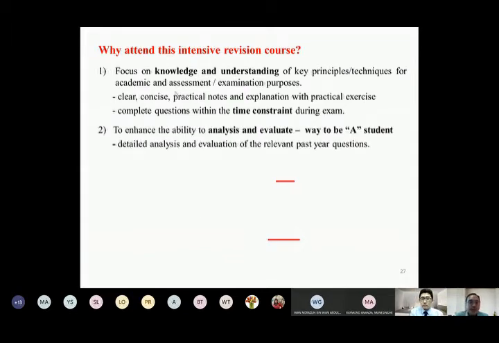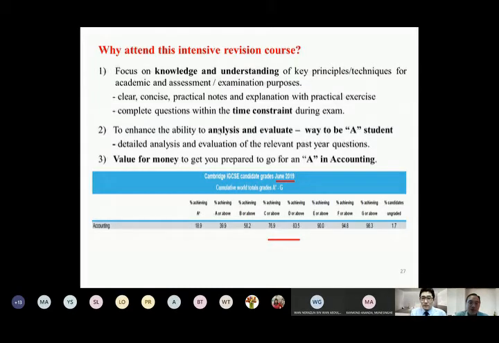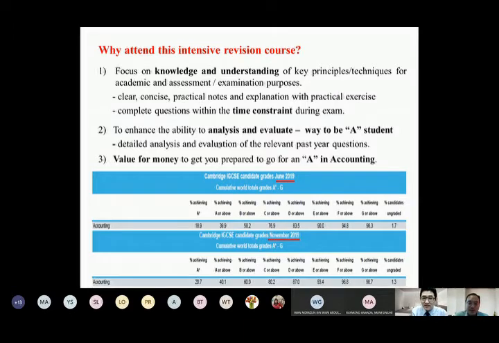Okay, why should I attend this revision course? Like I mentioned, focus on the knowledge and understanding of the key principles. So we look at the assessment and for examination purposes. So we have clear, concise, practical notes and explanation. Also we try so that you can complete your question within the time constraint during the exam. So of course we will enhance your ability to analyze and also evaluate, because this will determine what kind of student you are. And also value for money, to give a last push to prepare to get an A in accounting.